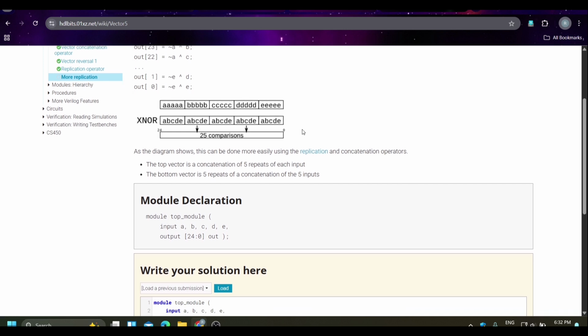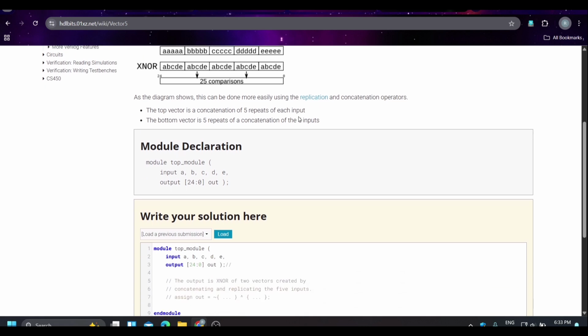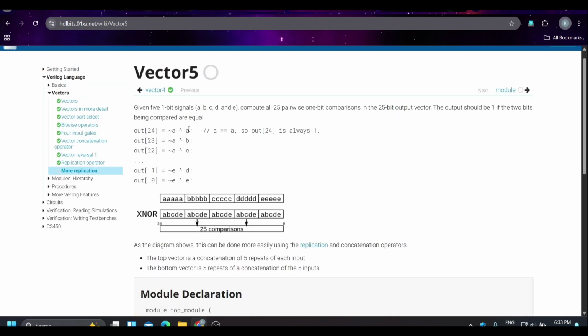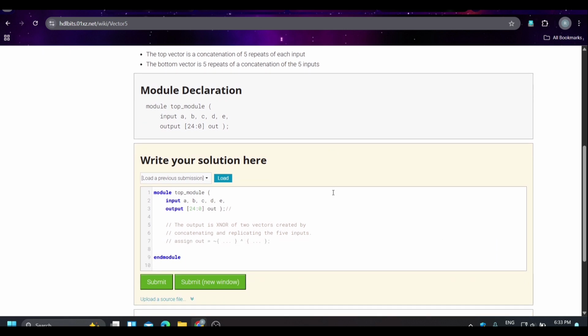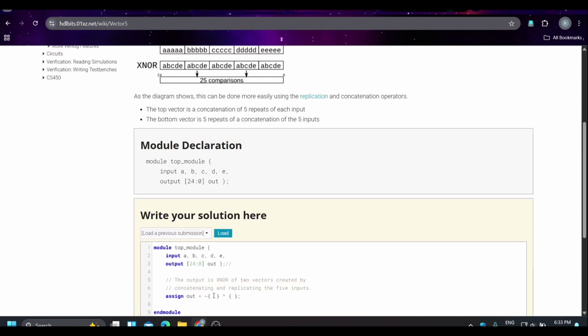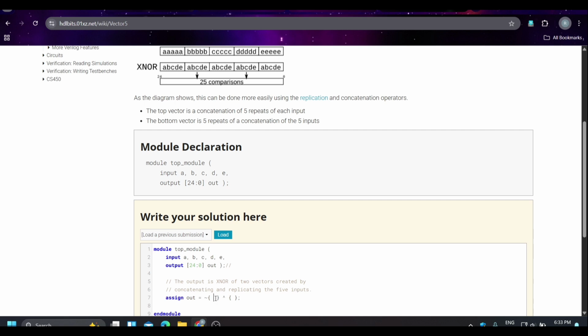So how can we compare? As the input bits are repeating, we can use the replication operator and concatenation operators, right? By using those two operators, we can solve this question. See, this is the XNOR operation we are going to perform, a bit by bit comparison. Okay, so we have vectors, we can directly compare. So let's use the concatenation operator and replication operator here.